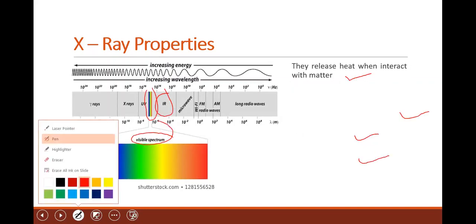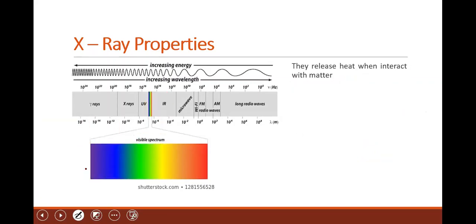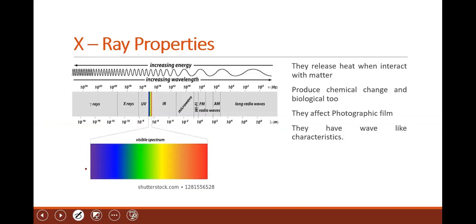Next, they release heat when they interact with matter, be it metal or something. They produce chemical change and also biological change. They affect the photographic film. They have wave-like character. X-rays are highly penetrating and invisible radiations.